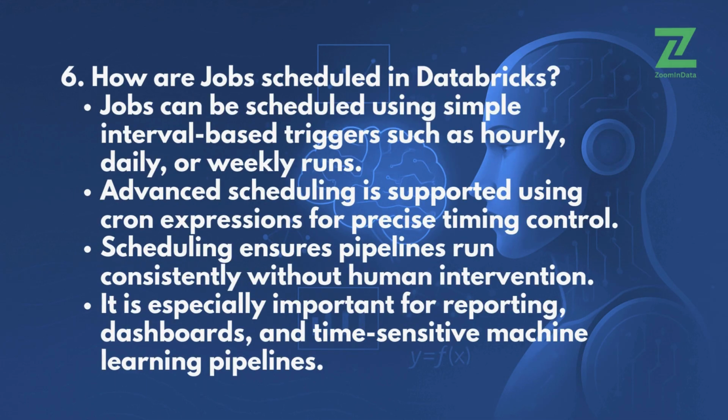How are jobs scheduled in Databricks? Jobs can be scheduled using simple interval-based triggers such as hourly, daily, or weekly runs. Advanced scheduling is supported using cron expressions for precise timing control. Scheduling ensures pipelines run consistently without human intervention. It is especially important for reporting, dashboards, and time-sensitive machine learning pipelines.